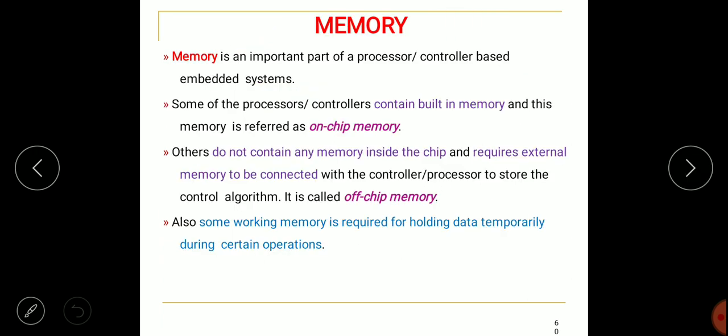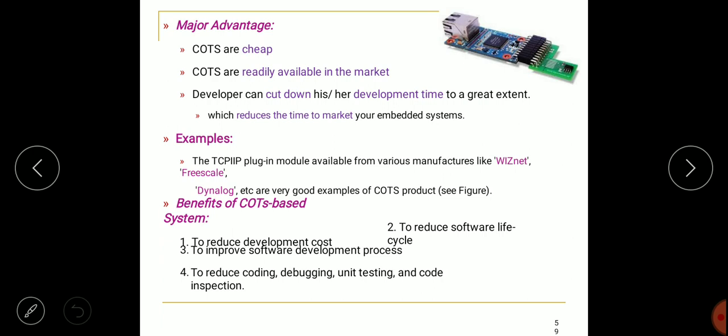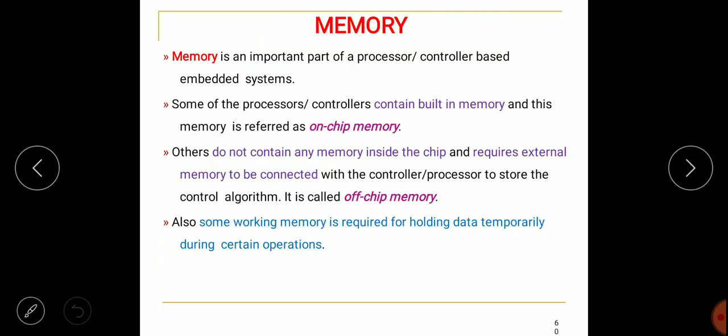Okay, now I will stop here. In the next session we'll discuss memory. Okay, thank you.